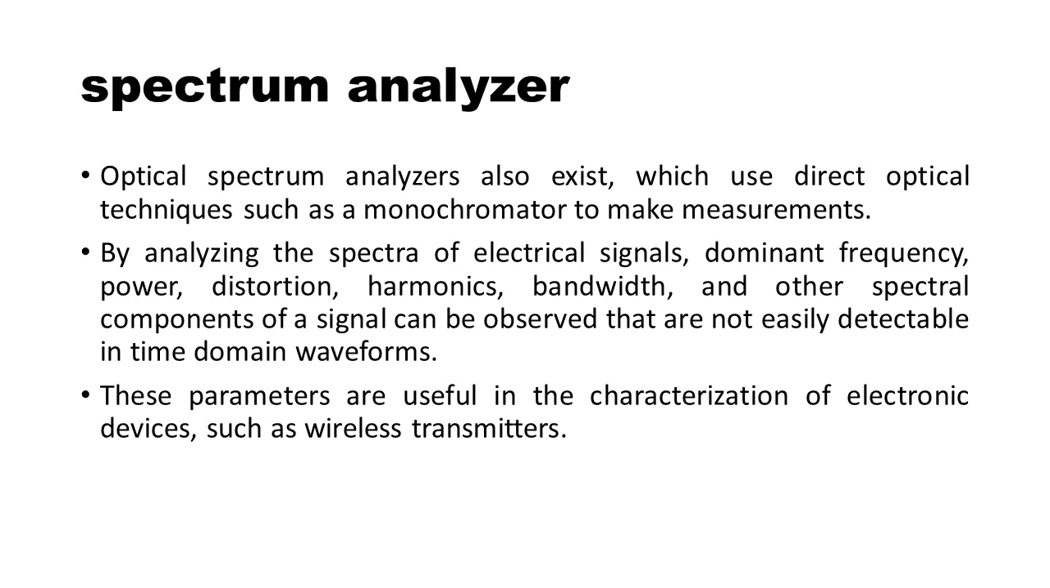By analyzing the spectra of electrical signals, dominant frequency, power, distortion, harmonics, bandwidth, and other spectral components of a signal can be observed that are not easily detectable in time domain waveforms. These parameters are useful in the characterization of electronic devices, such as wireless transmitters.